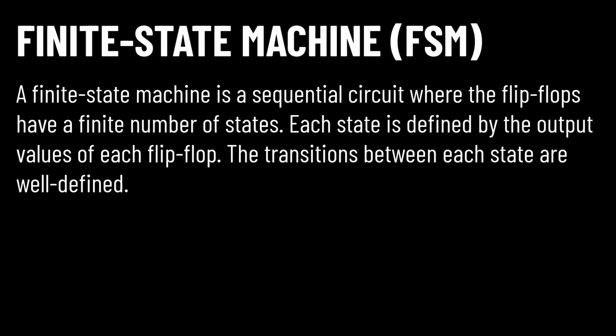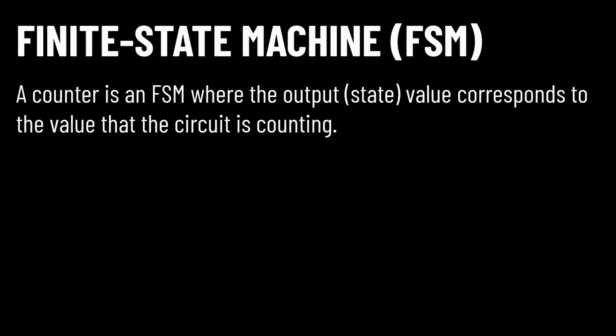A finite-state machine, abbreviated as FSM, is a sequential circuit where the flip-flops have a finite number of states, which are represented by the output value of each flip-flop, and the transitions between each state are well defined. A counter is a simple type of finite-state machine.